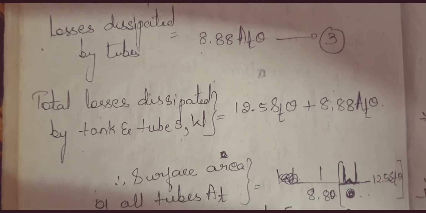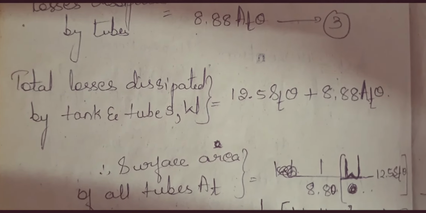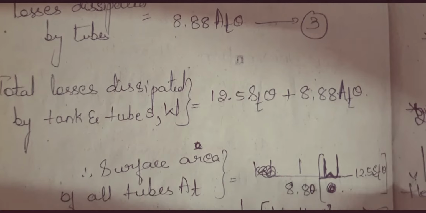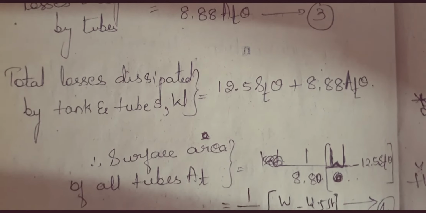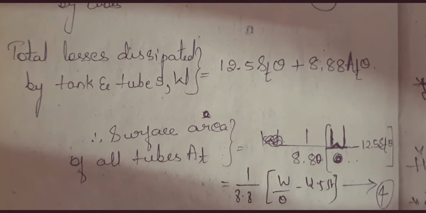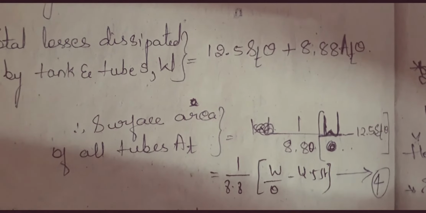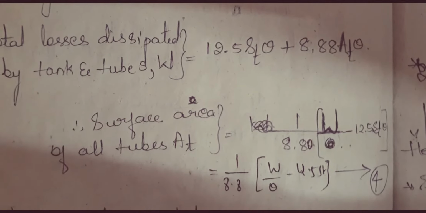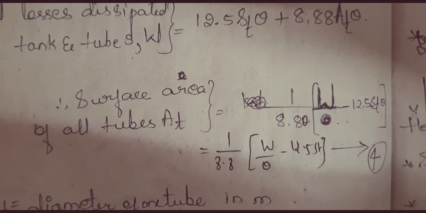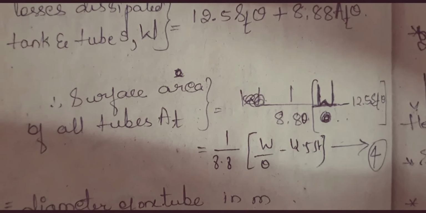Let us continue. Therefore, the total losses dissipated by tank and tube is given as capital W is equal to 12.5 St theta plus 8.8 AT theta. From the above equation, by rearranging the terms, we can calculate surface area of all tubes AT as 1 by 8.8 theta into the bracket W minus 12.5 St theta. After simplifying, we will get it as 1 by 8.8 into the bracket W by theta minus 12.5 St. Call this as equation number 4.